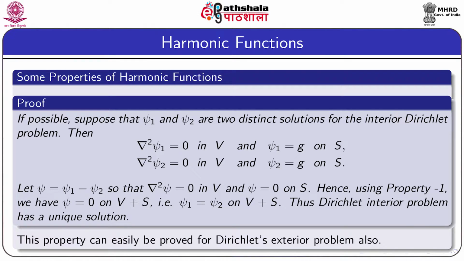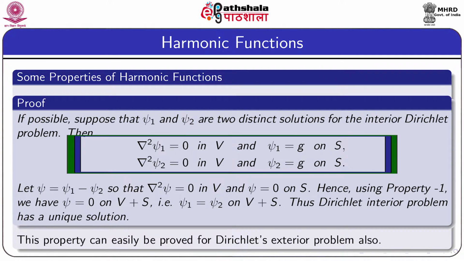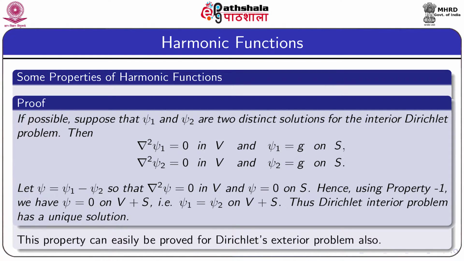So, if possible, let there be two different solutions psi 1 and psi 2 for the interior Dirichlet problem. That means psi 1 will satisfy the Laplace equation grad square psi 1 equals 0 in V and psi 1 equals some known function g on the boundary S, and there is another solution psi 2, which will satisfy the Laplace equation grad square psi 2 equals 0 in V and psi 2 equals g on S.